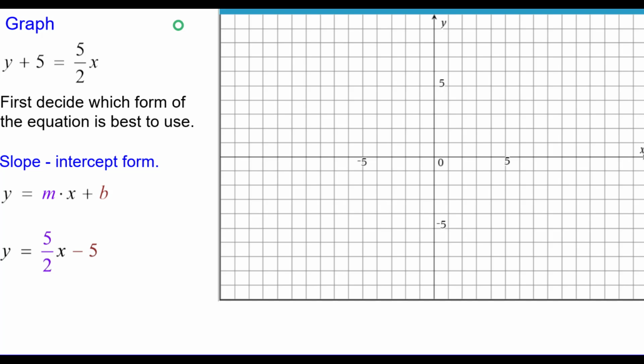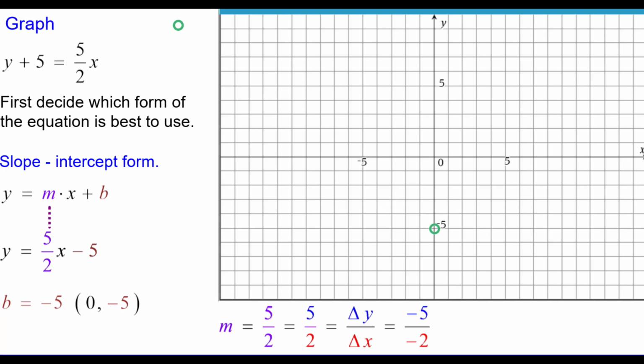We can pick out the values for m and the values for b. We start with b equals -5, so the coordinates of the y-intercept are 0, -5, and we plot it. The slope is 5/2, which means the change in y is 5, the change in x is 2, so up 5, right 2. Or we could think of it as -5 over -2, and that would be down 5, left 2. The 3 points are collinear, positive slope going uphill from left to right, so we connect the points into the line.